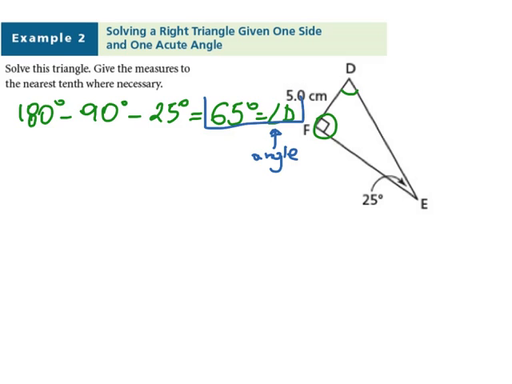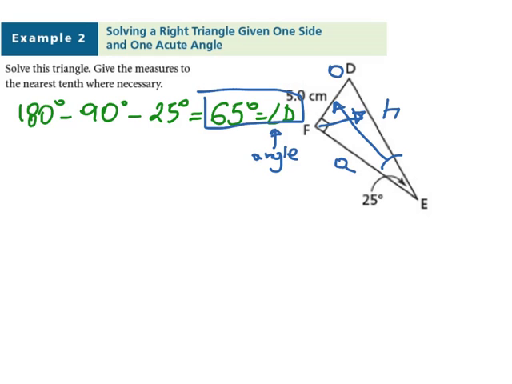The next part is to solve the missing sides. So let's label the triangle with respect to the angle that we know, 25. We know that this is the opposite side. We know the 90-degree angle looks always at the hypotenuse, which we do not know, and the missing side is the adjacent side as well.